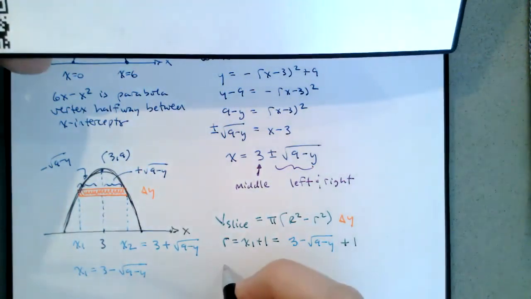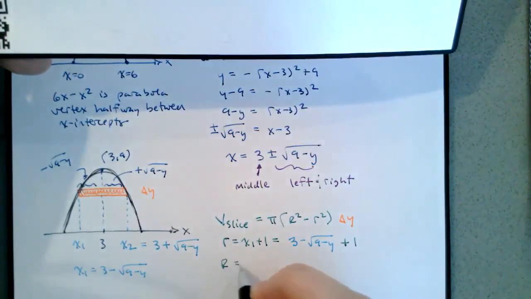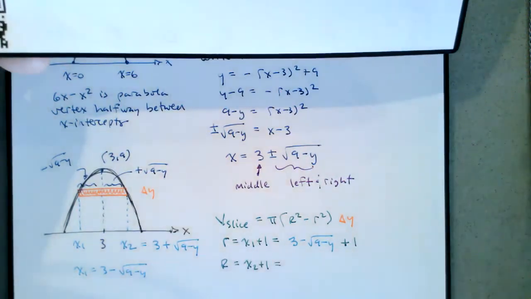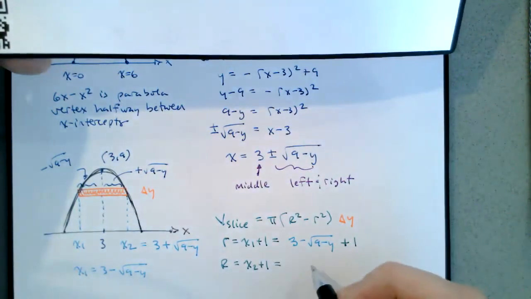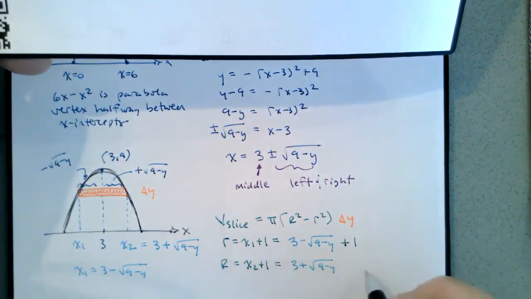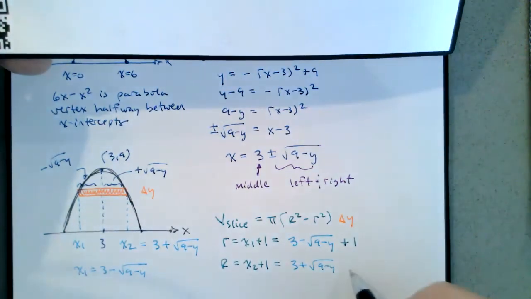Then the big R will be x2 plus 1. And I'll write big R as, or x2 as 3 plus the square root of 9 minus y plus 1.